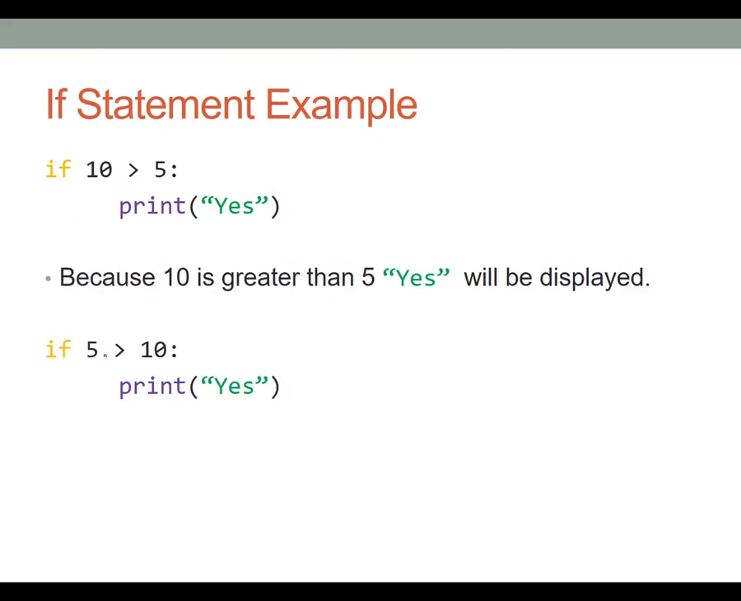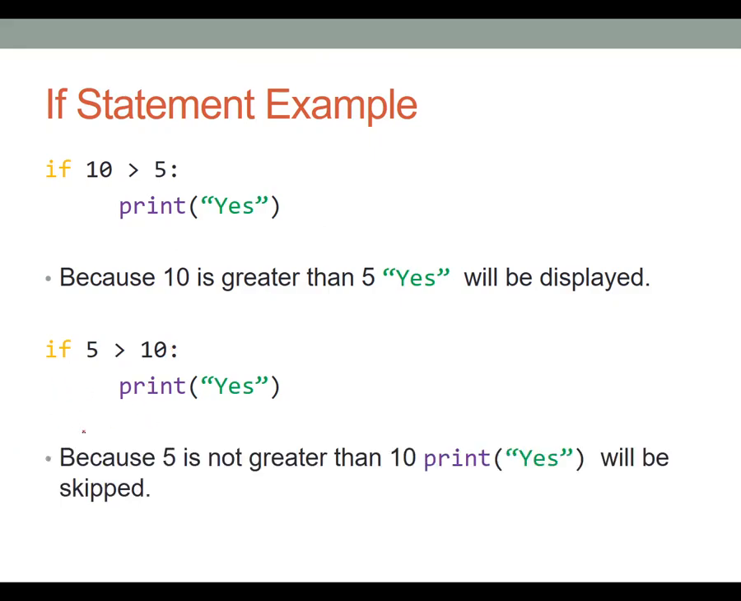If you did it the other way around, if 5 is greater than 10, 5 is not greater than 10, it won't print yes, and because there's no other code under here, later on we'll look at me adding more code, nothing's going to happen, just straight up nothing will happen.